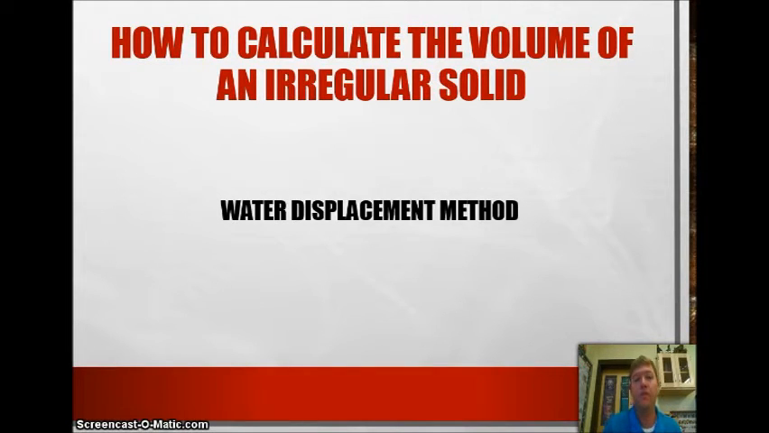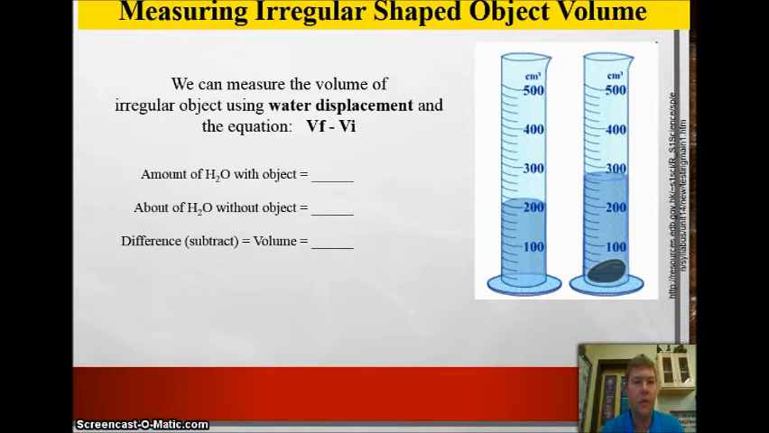These are objects that we have to use something called the water displacement method. We simply pour some water in here, we put the object in, and we find out how much the object displaced the water, how much the water came up. That's called the water displacement method. When measuring an irregular shaped object like a rock or a marble, we can measure the volume using the water displacement method and this equation called VF minus VI. That stands for final volume, VF, minus initial volume, VI. Initial meaning what you started with.